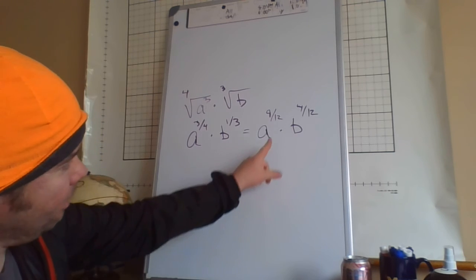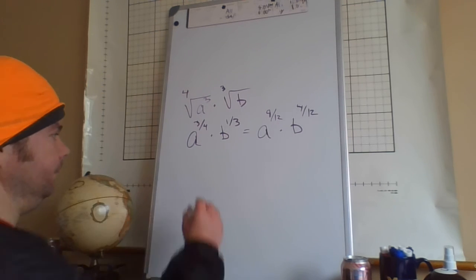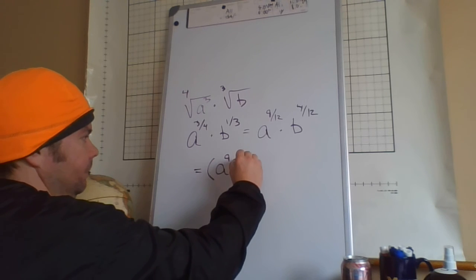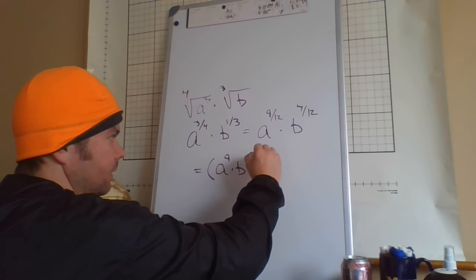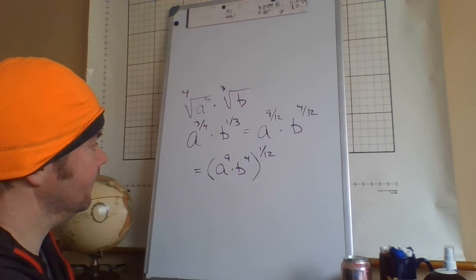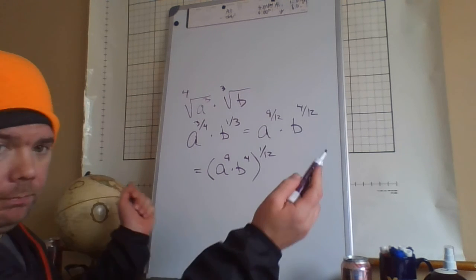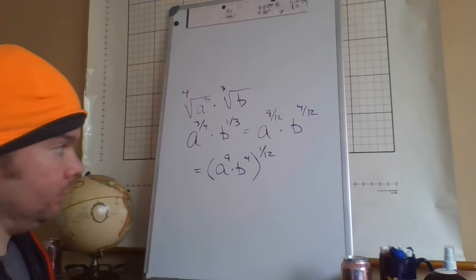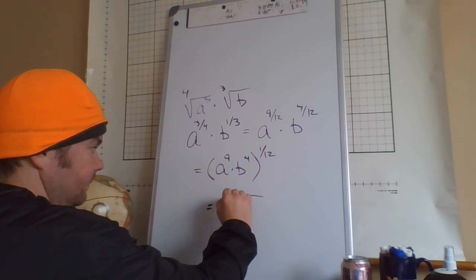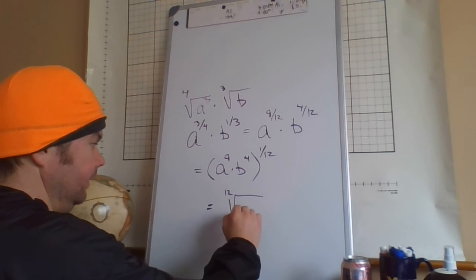All right, well, why did I do that? I did that so that I can now factor out that common denominator. I'm going to get a to the 9th times b to the 4th, and what did I factor out? I factored out 1/12. Great. Oh, now I'm pretty much done. Like, I just need to put this in radical form and I'm good to go. This is a 12th root, and then underneath the radical is all of this.